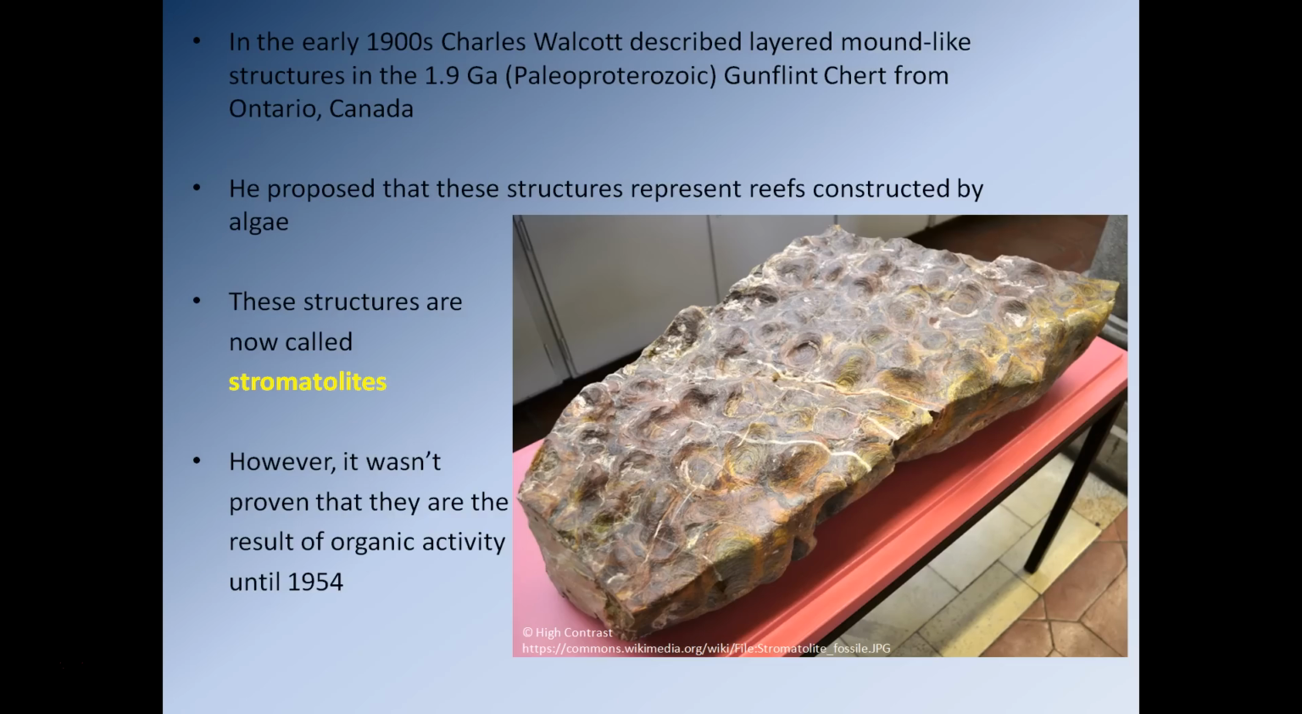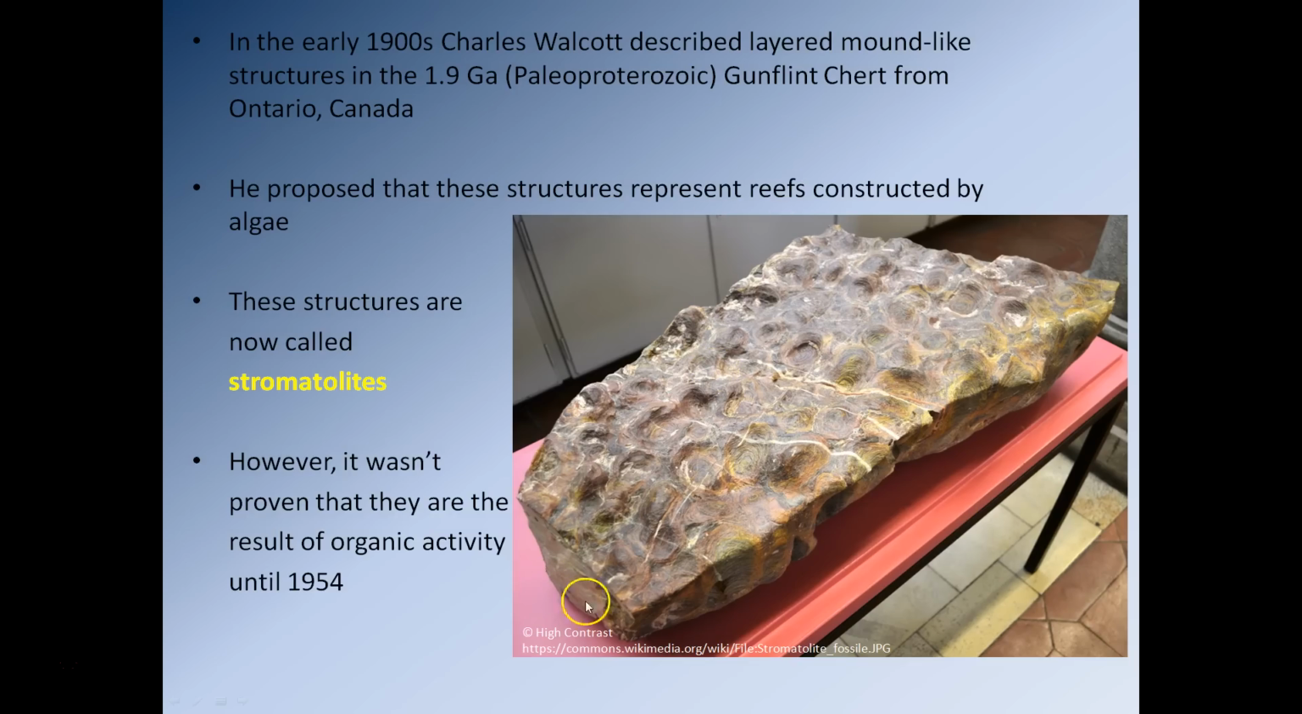So in the early 1900s, a gentleman called Charles Walcott described layered mound-like structures in the 1.9 billion year old Gunflint Chert from Ontario, Canada. So the Gunflint Chert is actually Paleoproterozoic, so it's not Archean, it's actually younger. But he did spot these layered mounds.